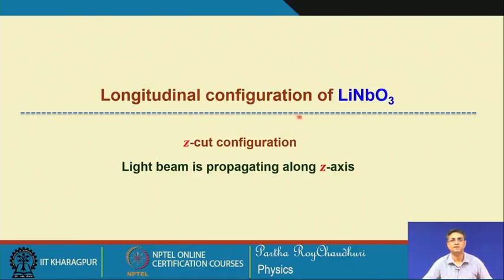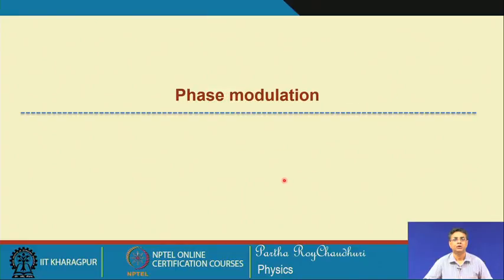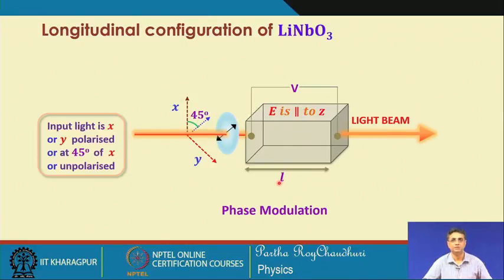So, let us consider that longitudinal configuration, which is the z cut configuration, light beam is now propagating along the z axis. First, let us see the phase modulation, then in the process we will see that amplitude modulation is not possible. Now, this is the configuration where you have the applied voltage along the length of the crystal, the applied voltage is V, length is L.